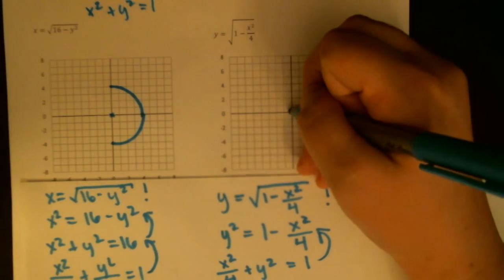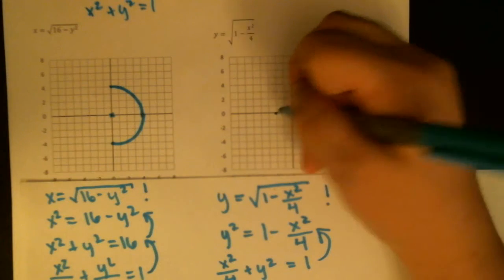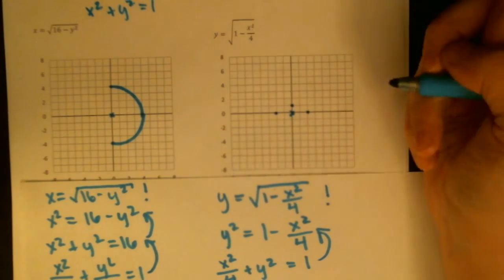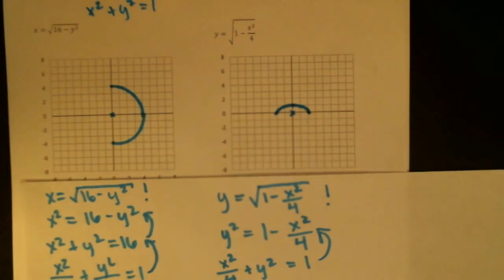So I want my ellipse centered at the origin. I want to go left and right 2. I want to go up 1, but not down because we've decided this is only the top half of the ellipse.